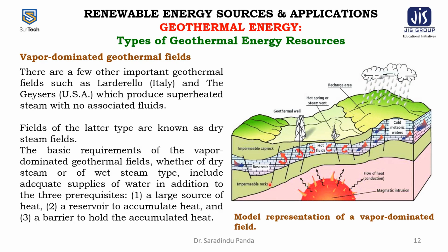The basic requirements of the vapor-dominated geothermal fields, whether of the dry steam or the wet steam type, include adequate supplies of water in addition to the three prerequisites. One is the large source of heat, another is the reservoir to accumulate the heat. This is the reservoir to accumulate the heat. This is the heat source. And third one is the barrier to hold the accumulated heat. So this is the barrier.